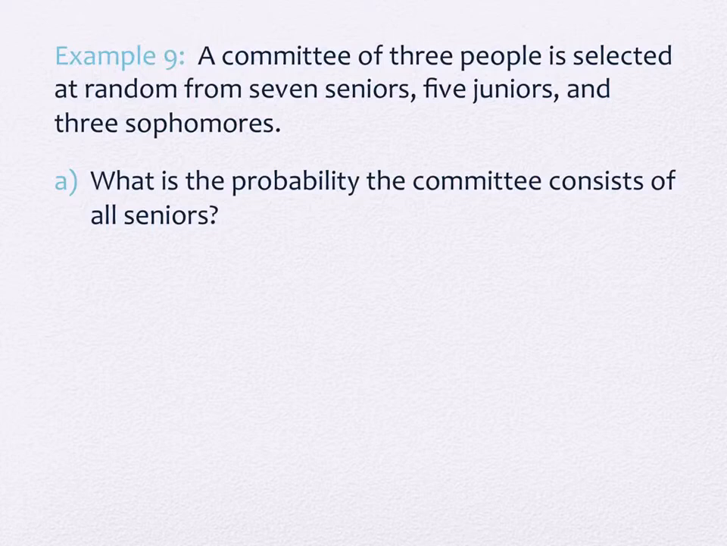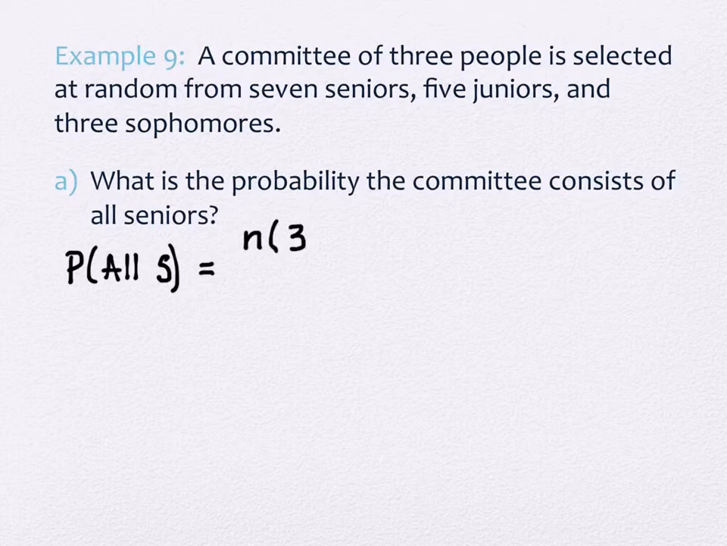So let's write it out the way I did with my probability of getting all diamonds. We want the probability of all seniors. And again, I'm going to use S just for seniors. Okay, well that means I need the number of ways of getting, and there's 3 people I'm selecting, so getting 3 seniors. That's my desired outcome divided by the number of ways of what? Of getting anybody, right? The number of ways of getting 3 of anyone.